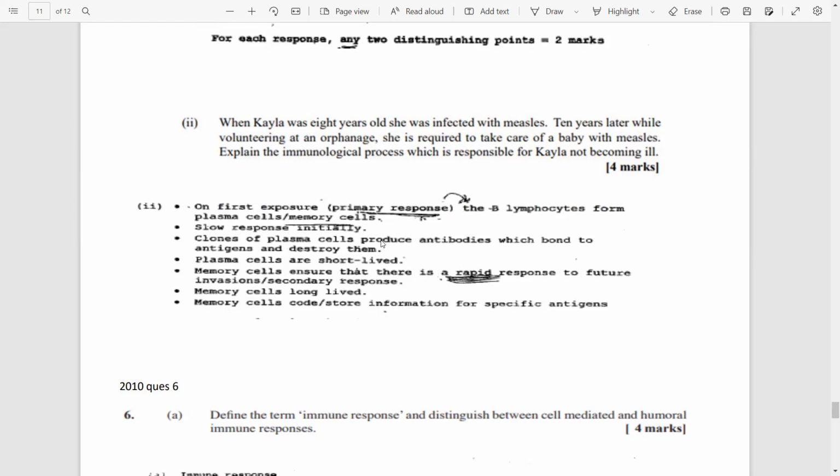So clones of plasma cells produce antibodies which bond to the antigens and destroy them. The plasma cells don't live long, but the memory cells ensure that there is a rapid response to future invasions. And so she can mount a secondary response because of the memory cells that are long-lived. And the memory cells will store the information for specific antigens. I should add that the memory cells can quickly become plasma cells.